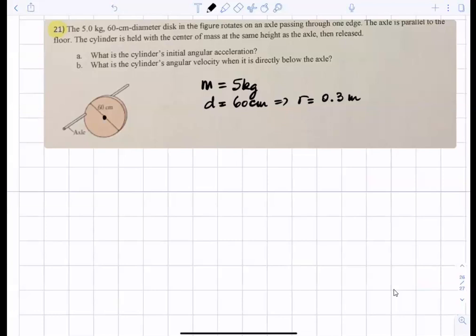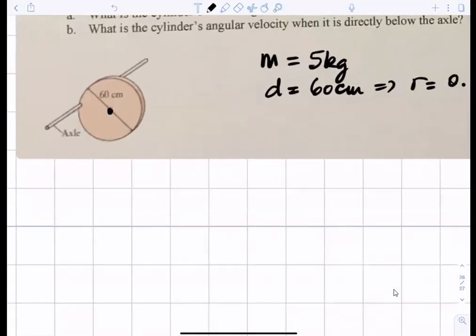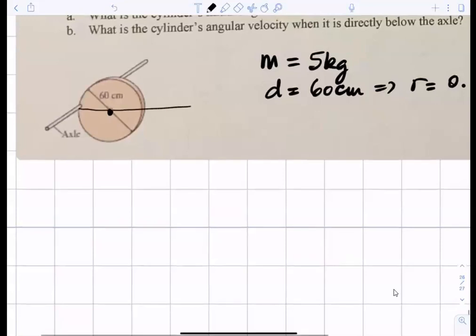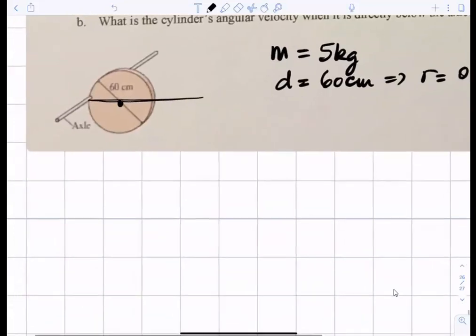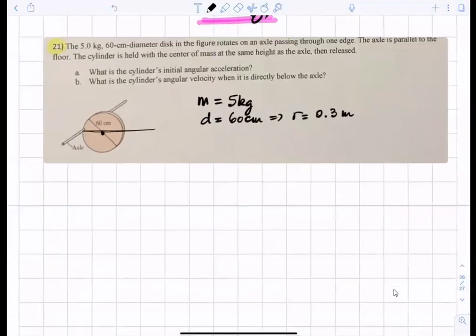So what I'm going to do here is draw another picture that will be maybe better. Zoom in a little more. So the axle is parallel to the floor. So this is the axle. It's parallel to the floor. And the cylinder is held with a center of mass at the same height as the axle and then released. So essentially when you release it, this is going to just kind of drop like so. And they ask you what is the cylinder's initial angular acceleration.